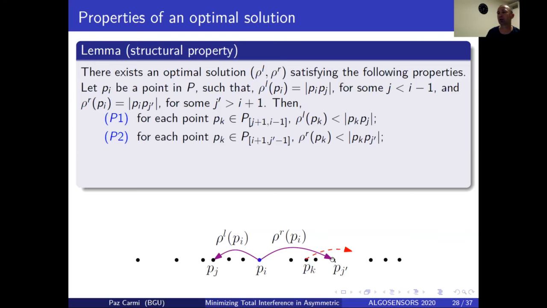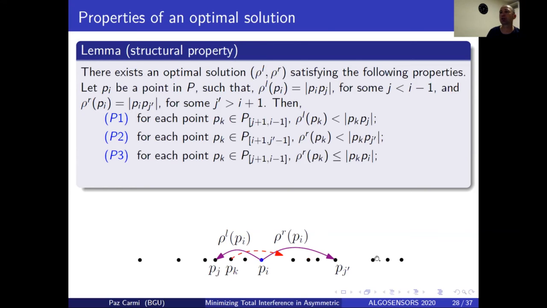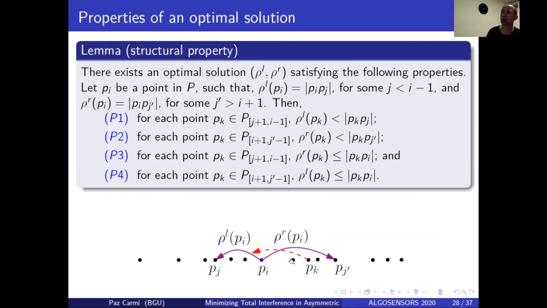Property 2 is symmetric: if we have a point between pi and pj prime, it cannot go to the right of pj prime, and not even including pj prime. The third property says that if we have a point inside, as before, then it cannot reach behind pi. Actually, it can reach pi, but cannot go behind pi. And the last is symmetric. It can go up to pi, but not behind, if we have a point inside this range.